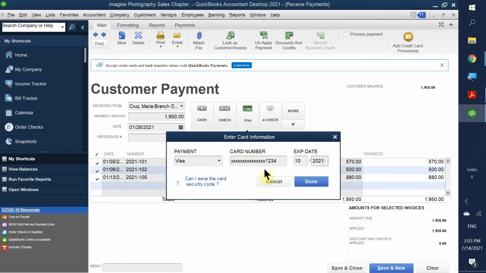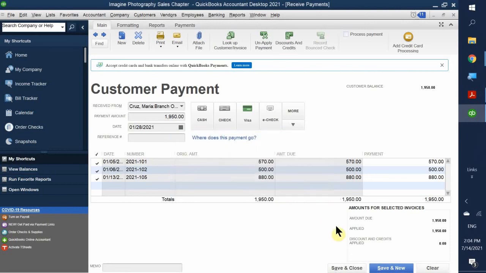Once we type everything in, it starts putting X numbers because legally, right, you're only supposed to display the last 4 digits of your credit card number. So in this case, I put in everything like this, and I click done. So now it's going to process the payment and look at that. It automatically highlighted all of the bills, and it's going to pay off all of this, right? So that's how you enter in a credit card transaction.